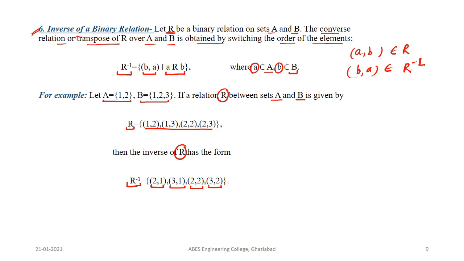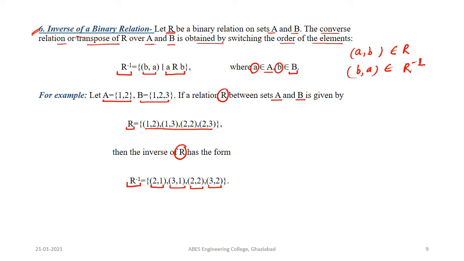The inverse of a relation is denoted like this, R to the power minus 1, and will consist of the ordered pairs (b, a) whenever the ordered pair (a, b) is in the relation R, where a is the element which belongs to the set A and b is the element which belongs to the set B. For example, if A and B are two sets and R is the relation defined on the sets A and B, and these are the ordered pairs which belong to the relation R, and we have to find the inverse of relation R, which will be denoted like this, R to the power minus 1.